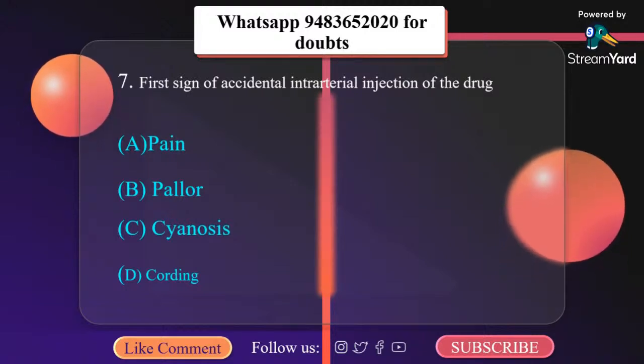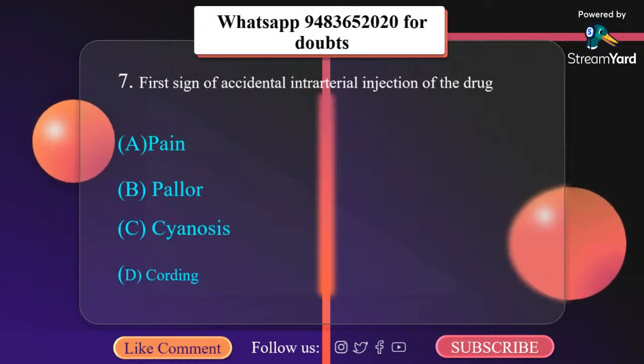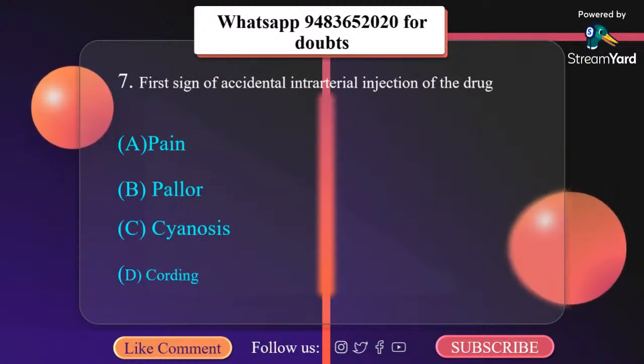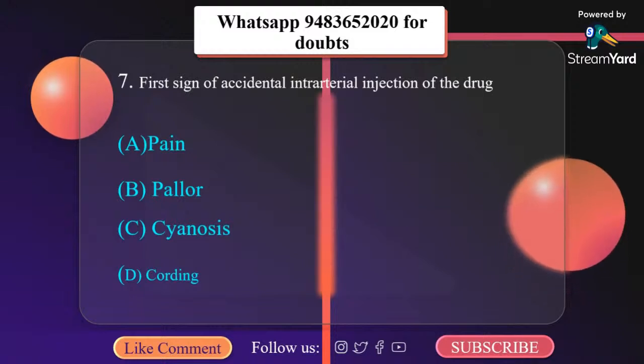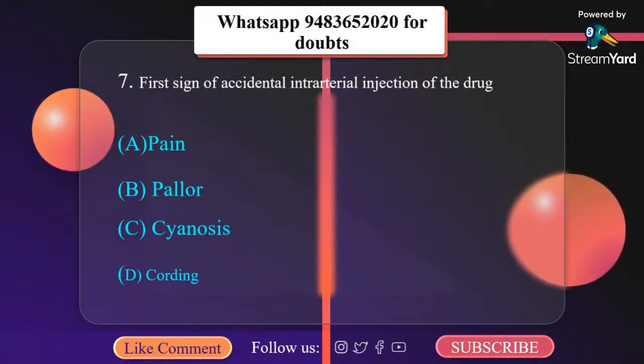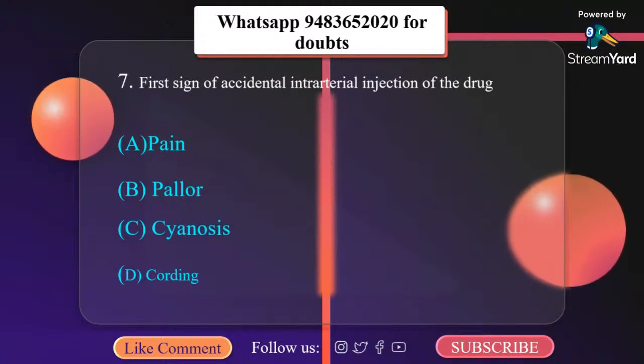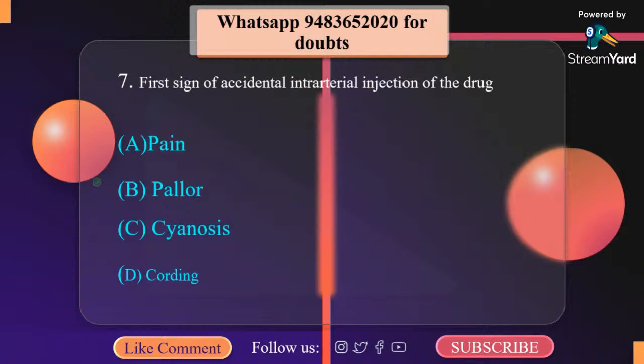First sign of accidental intraarterial injection of drug is: A, pain; B, pallor; C, cyanosis; D, cording. It is pallor. The first sign of accidental intraarterial injection of drug is pallor, and the first symptom of accidental intraarterial injection of drug is pain. So the correct answer here is B, pallor.